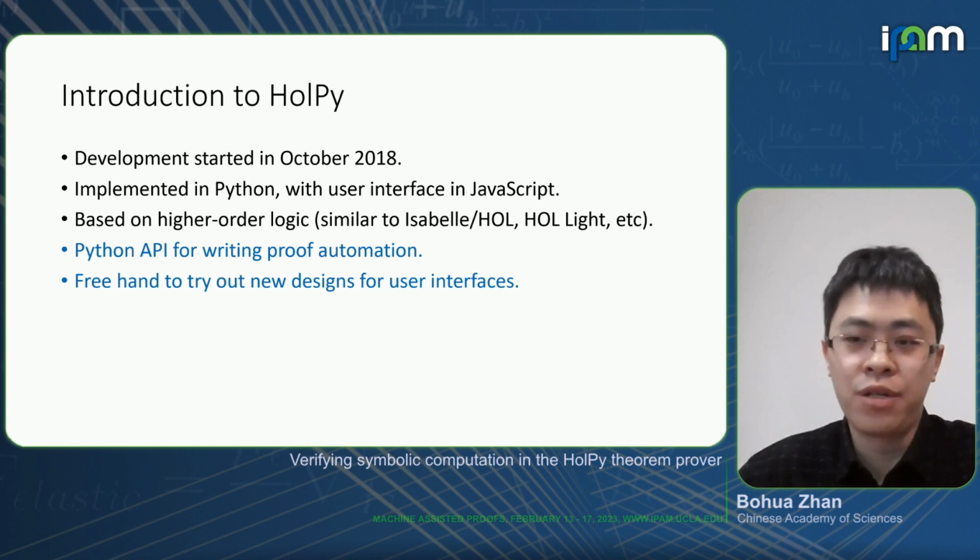The main point of this project is not to explore a different foundation, but rather the last 2 points listed here. First, we build a Python API for writing proof automation, so people can extend the tool by writing new proof automation in Python. Finally, we also would like to try out different designs of user interfaces within HolPy, and notice the plural here. One of the ideas is that perhaps we should have several different user interfaces for different purposes in interactive theorem proving.